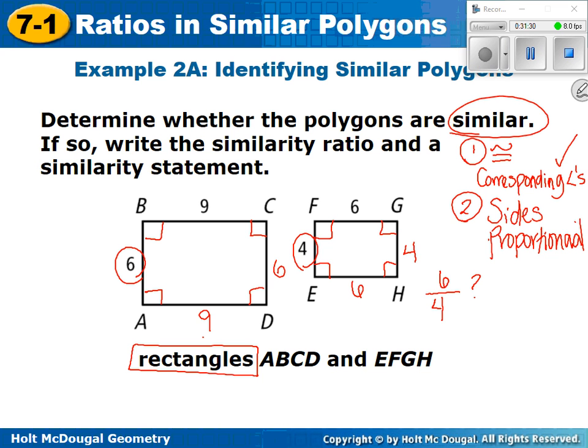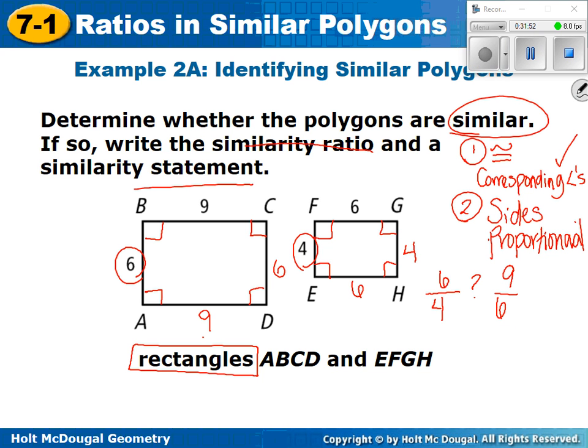And it doesn't matter. What's going to matter is when you write your similarity ratio and your similarity statement, and I'll talk about that in just a minute, okay? Right now we're just checking to see, does it reduce to the same fraction? All right, so 6 over 4, everybody with me? And then we're checking to see if that matches up with what other 2 sides? 9 and 6, so 9 over 6.